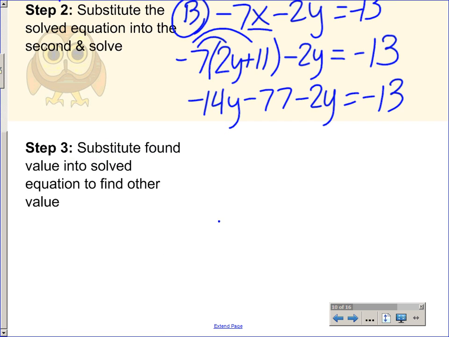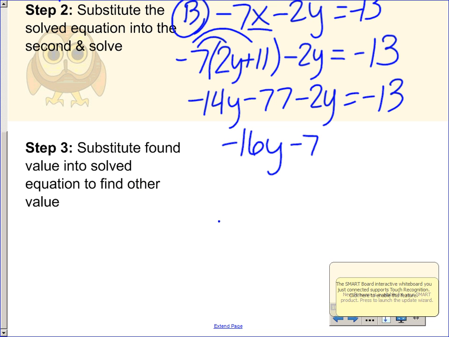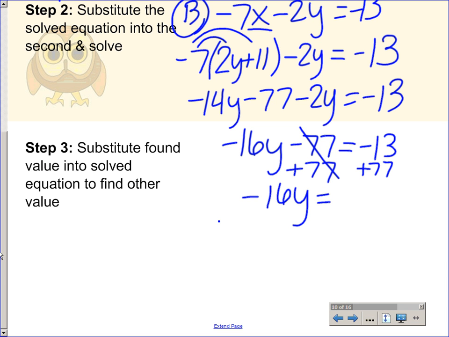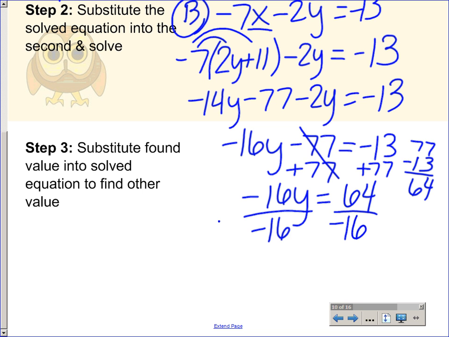I have negative 16y minus 77 equals negative 13. So now I'm going to add 77 to both sides. So I have 77 minus 13. That's 64. And I'm going to divide both sides by negative 16. And I end up with y equals negative 4.